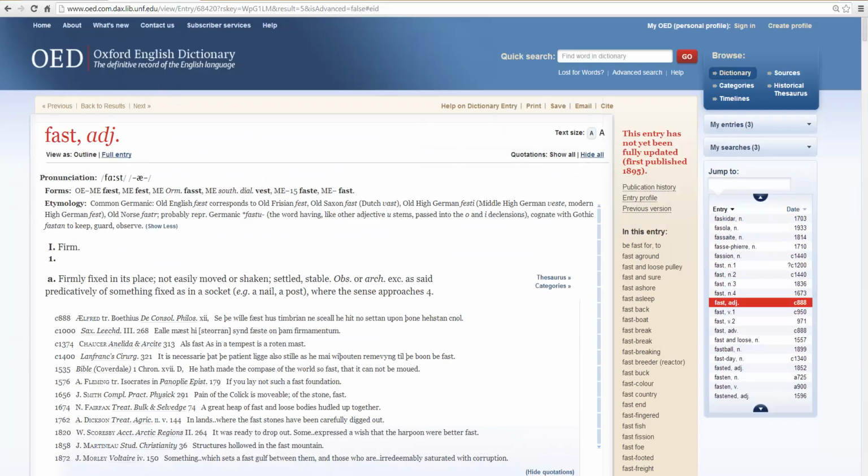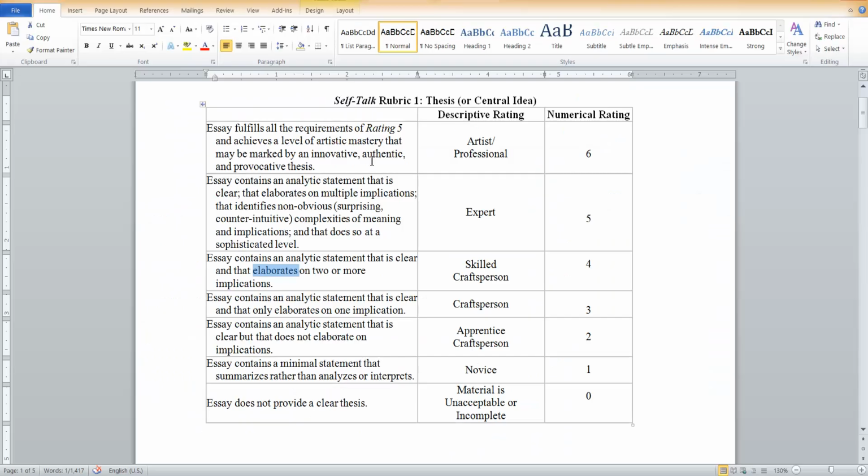I'm going to take this opportunity to switch over to our course rubrics now, because I've asked you to take an example from the rubrics to find metaphors here. And many of you may be thinking, well, there's no metaphorical language here. It's just really boring boilerplate language. Well, in point of fact, these documents, these 6 rubrics, are laden with metaphors. For example, the descriptive rating. Artist, professional, expert, skilled craftsperson, apprentice craftsperson, novice.